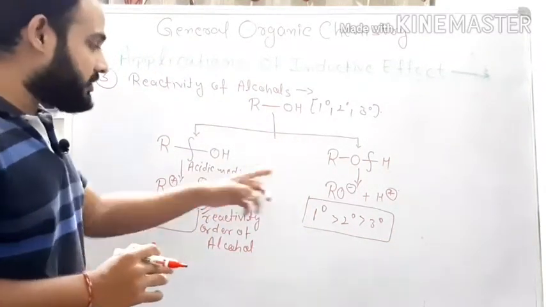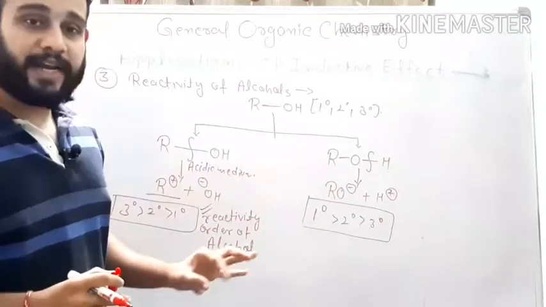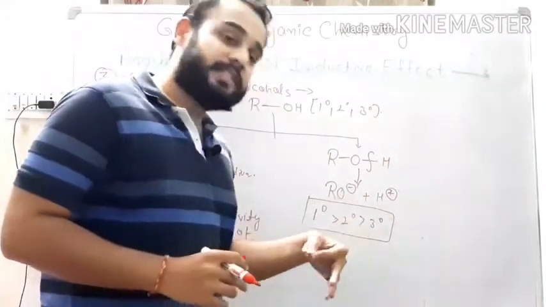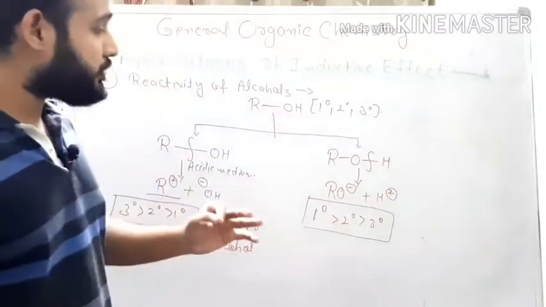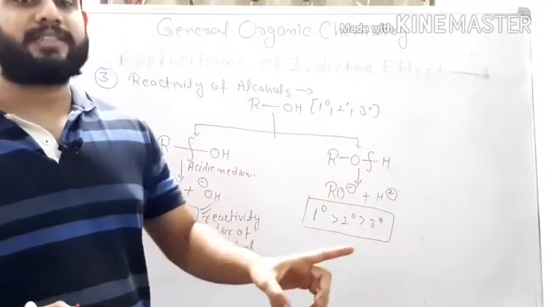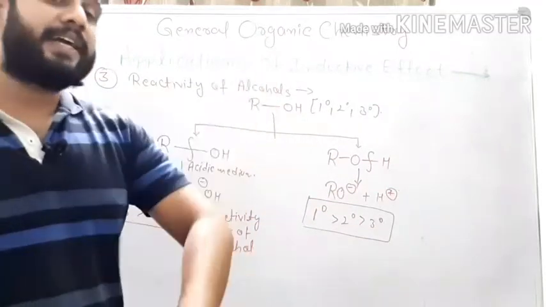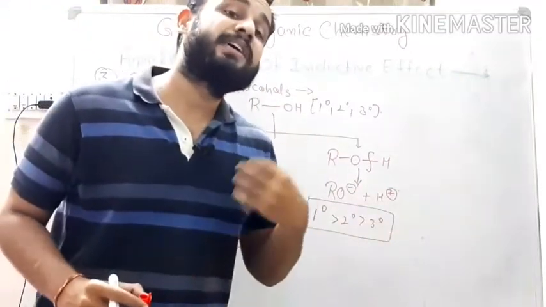Okay, understand why this order? Because an alkoxy anion is present, and the order of carbanion stability is primary, secondary and tertiary, and on this basis we can also conclude the order of alkoxy anions, that is primary alkoxy anion will be more reactive than secondary, and secondary will be more reactive than tertiary.